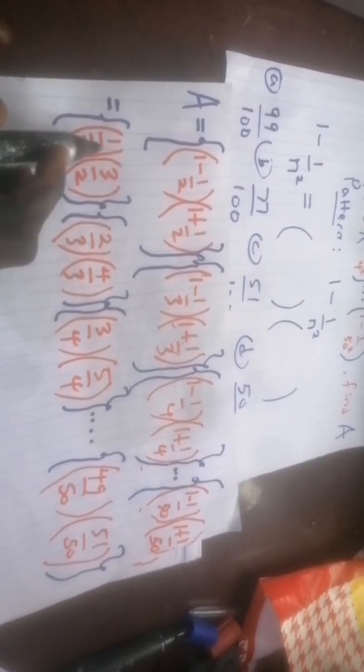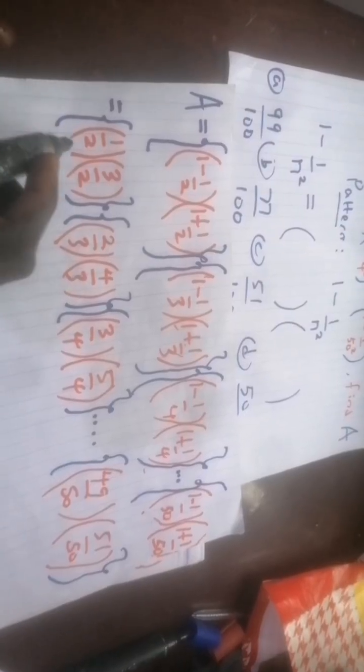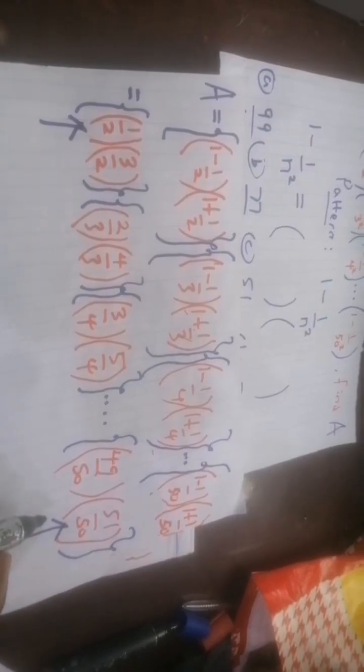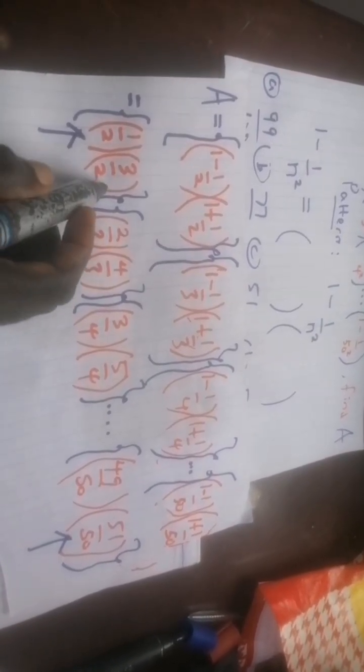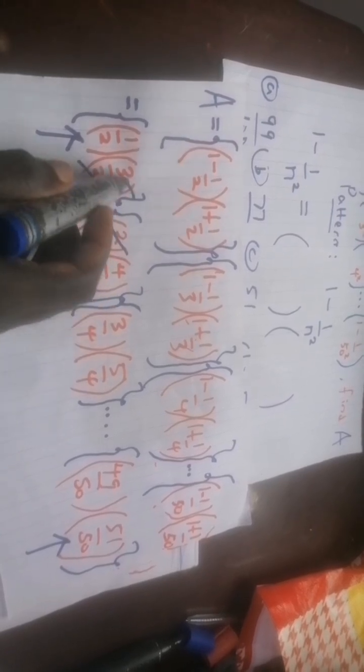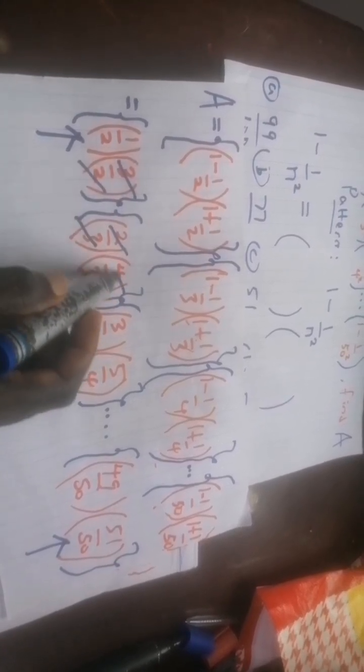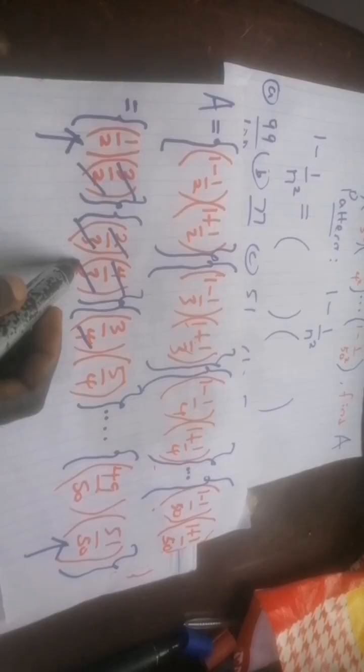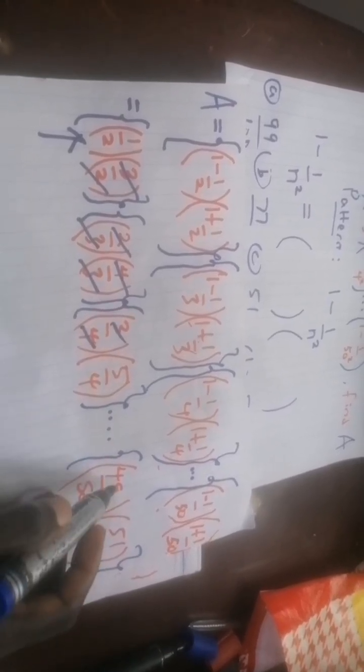You will see that this first one, don't touch it. Look at the last one. Don't touch it. Don't touch the first one. Don't touch the last one. Look at the remaining ones. Watch. 2 cancels 2. 3 cancels 3. 4 cancels 4. 3 cancels 3. That means the remaining ones will cancel each other. All of them will cancel, even this one too. So it will only mean the first and the last one.